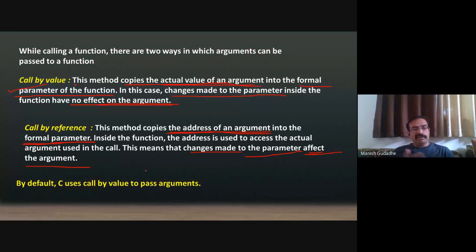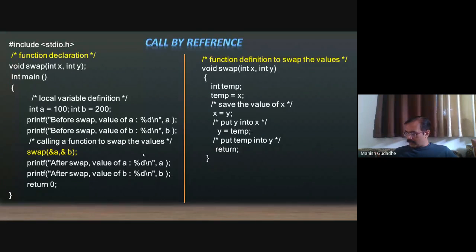So choosing the method of calling depends on your requirement, whether you want to change those arguments or you want to keep them intact. By default, C will always use call by value to pass the argument. By default, it will consider it a call by value argument. So how exactly will it happen?